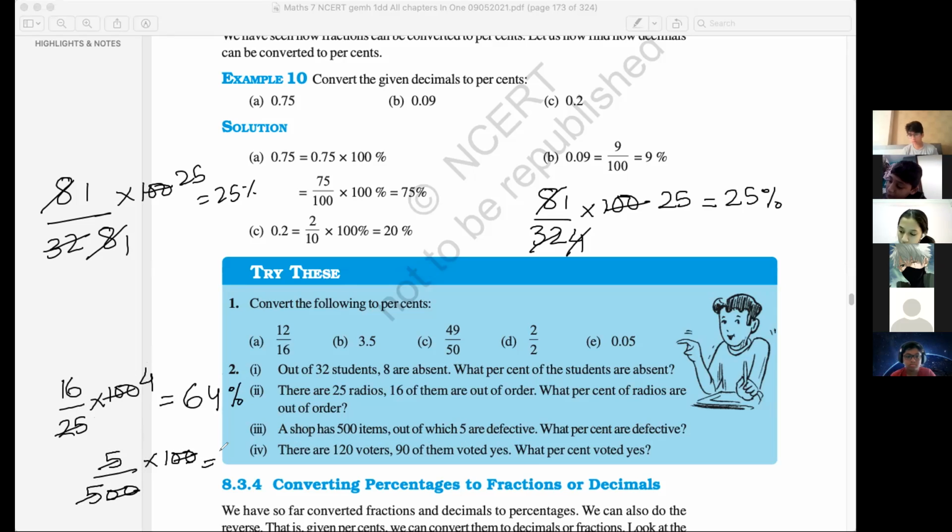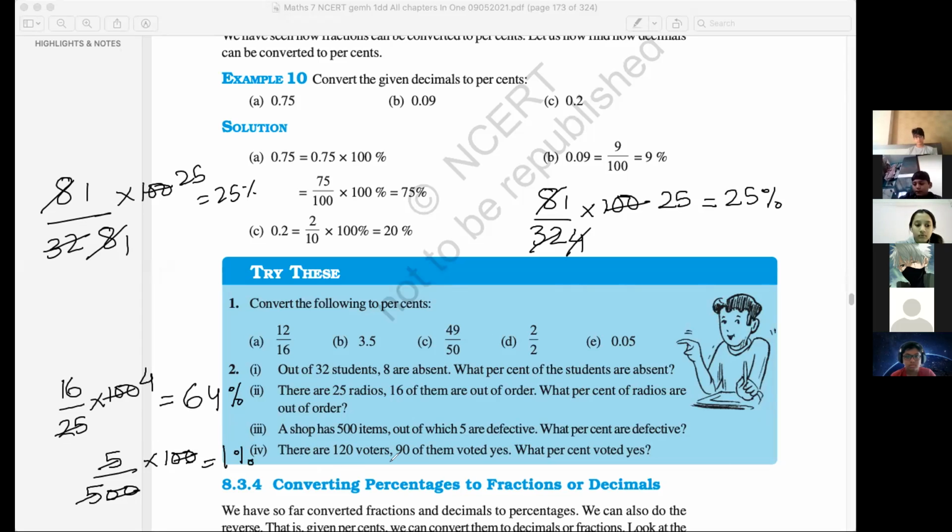Ma'am, 100 ones are 100 and 100 fives are... then 1%, it is 1%. 5 upon 5 will be 1%, cancelled. Okay, so write the answers.